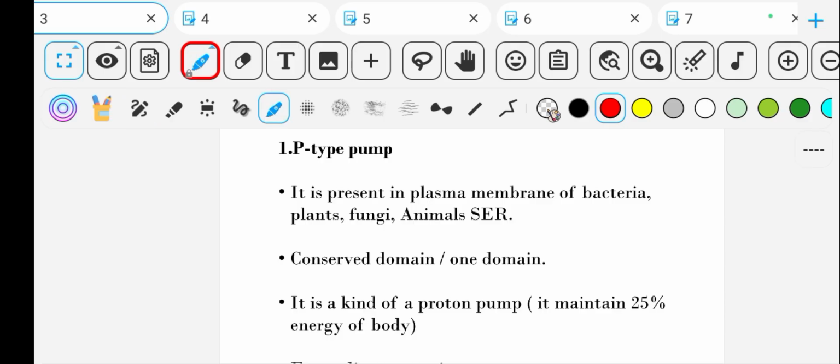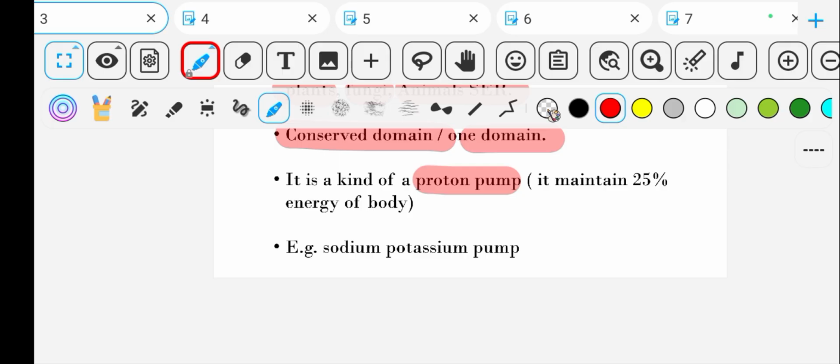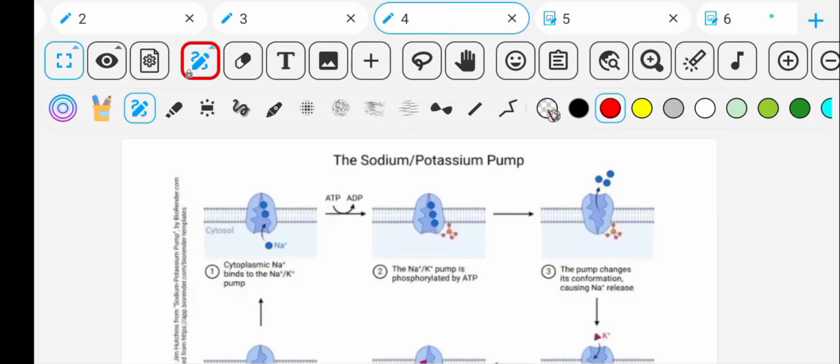It is present in the plasma membrane of bacteria, plants, fungi, and in the smooth endoplasmic reticulum of animals. It has a conserved domain. It is a kind of proton pump, but it maintains 25% of the energy of the body which proton pumps maintain. A very famous example in it is the sodium potassium pump. So this is the sodium potassium pump.